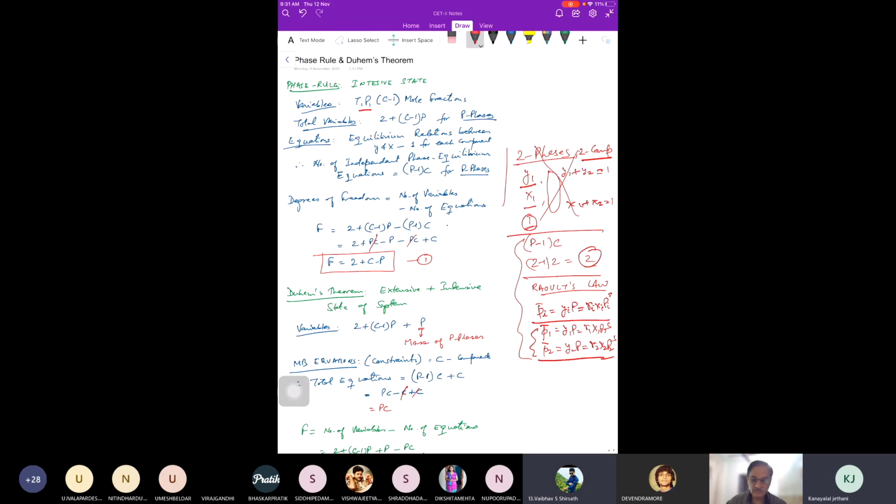Sir, then P minus 1 into C should be dependent, because if we find the independent ones, we have to subtract the dependent ones from the total. See, if you know these two equations, you can find the total pressure. P is equal to P1 bar plus P2 bar. If you don't fix it, then automatically my pressure gets fixed.